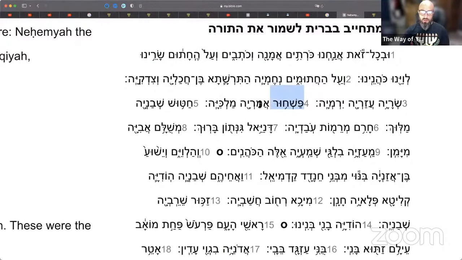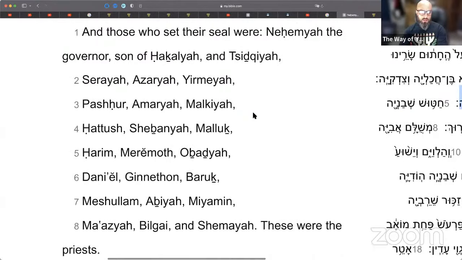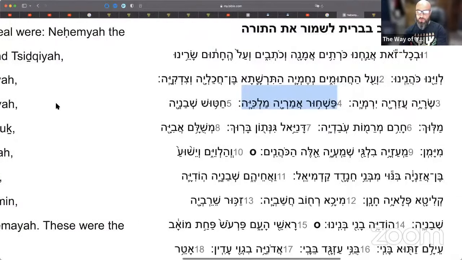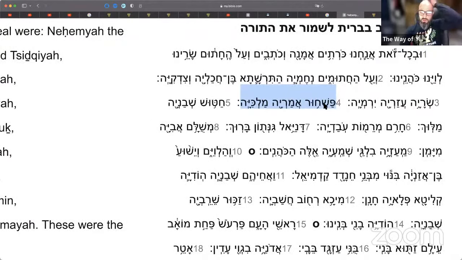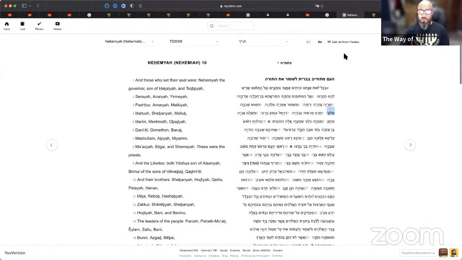Pashhur, Amaria, Malkiah. That's another one. Yeah, that was verse 3. So verse 3 is verse 4 here. So verse 4 there should be 5 here. So here it is. Hatush, Shebaniah, and Maluk. Those are the three names that those numerical values are equivalent to the numerical value of the logo.